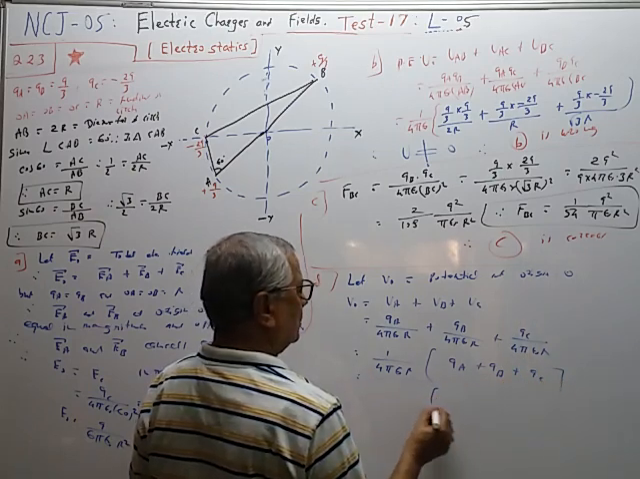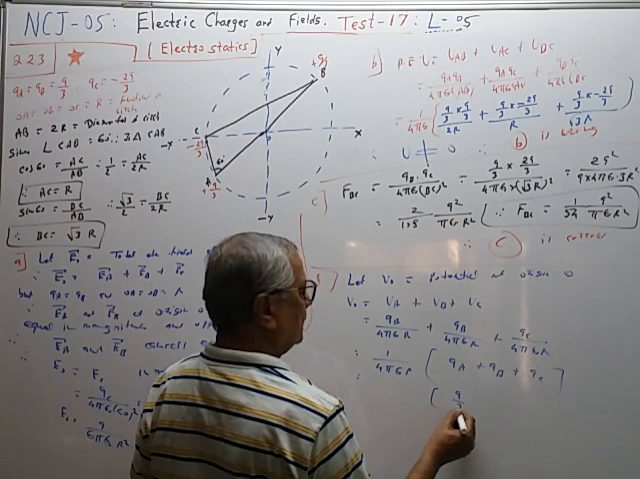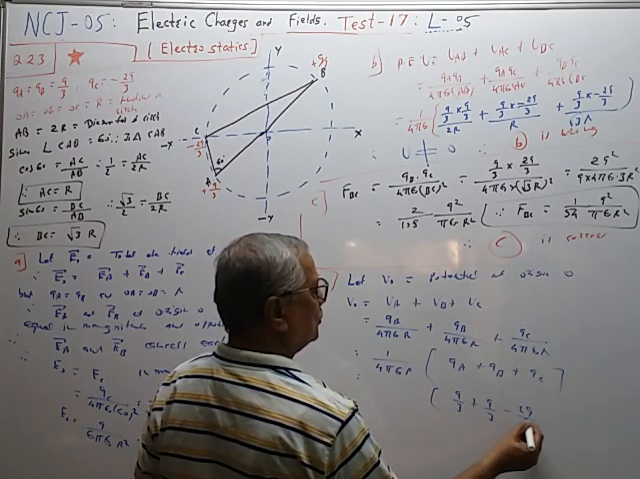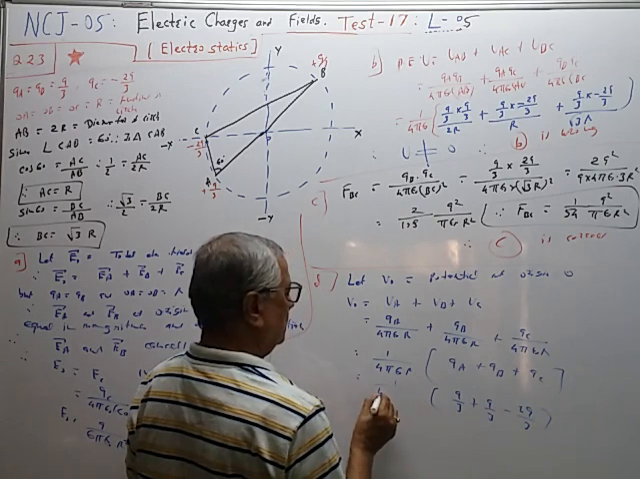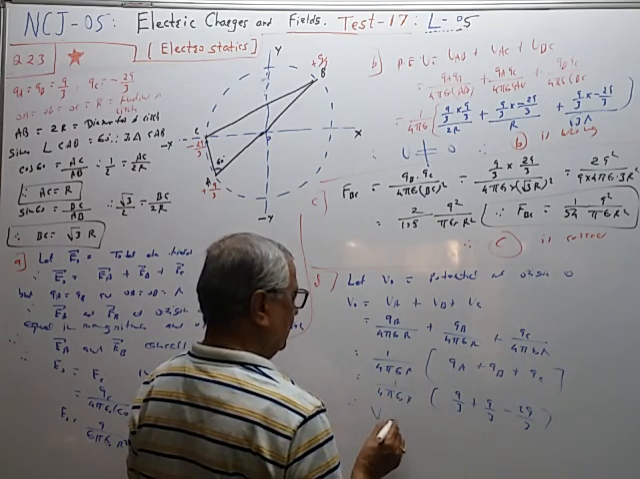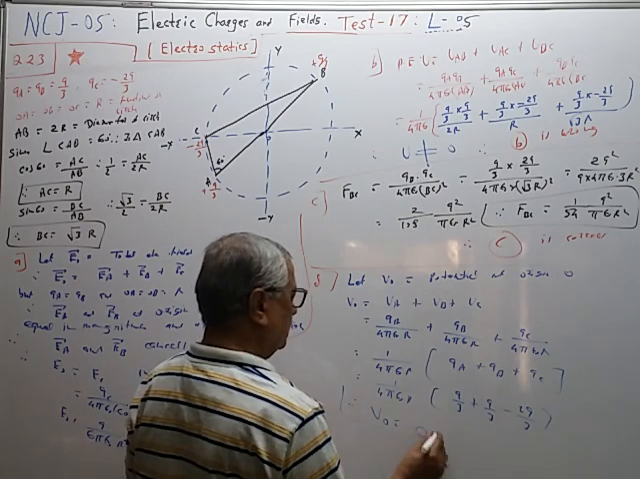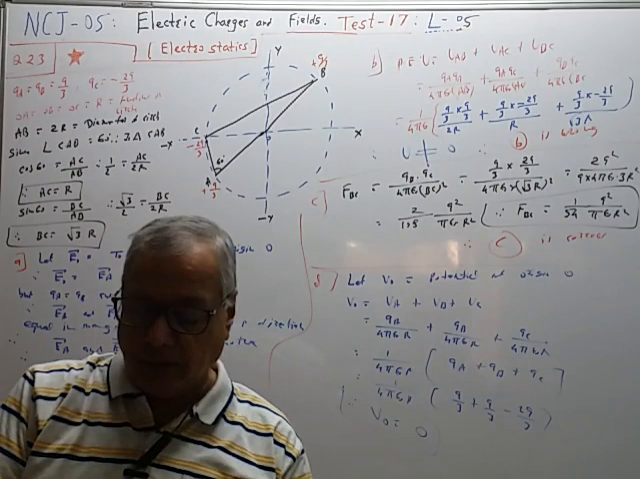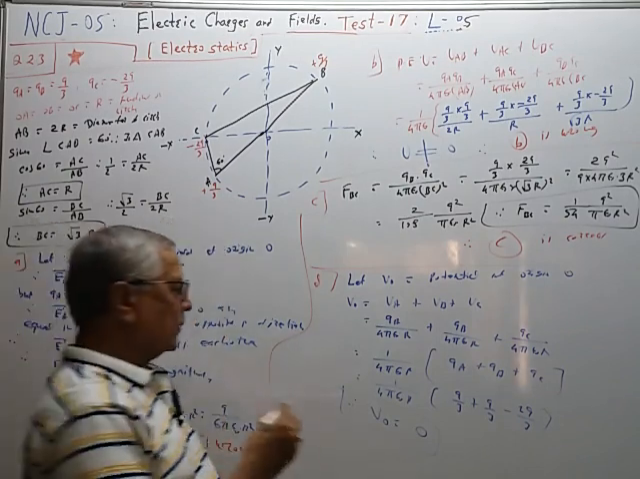So this is Q by 3, this is again Q by 3, this is minus 2Q by 3, and therefore VO is equal to 0. VO ची व्हॅल्यू 0 आली की नॉन झिरो व्हॅल्यू दिलेली. Therefore D is wrong.